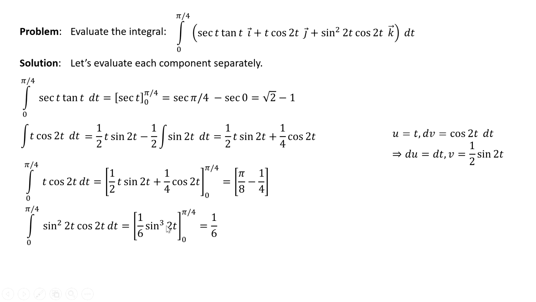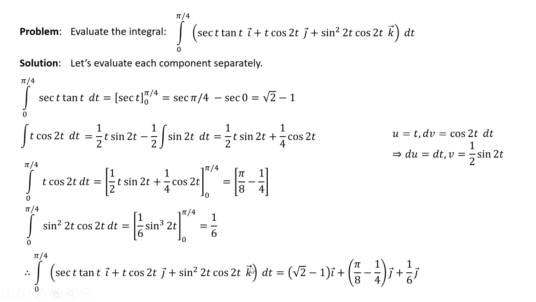Sine of 2 times pi/4 is sine of pi/2, which is 1. Sine cubed of pi/2 is 1. This is 1/6. Sine of 0 is 0, so minus 0. 1/6 minus 0 is 1/6. That's all there is to it, guys. The integral is, like I said, expressed as a vector function.